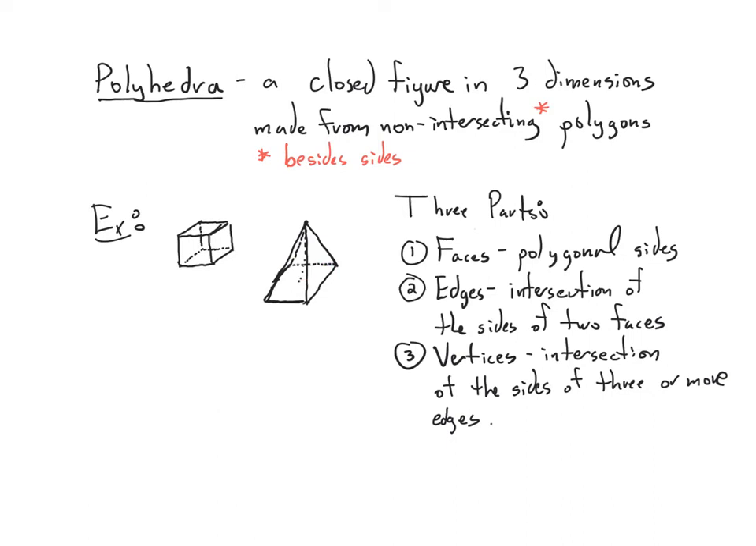Now there's 3 important parts to polyhedra. They are the faces. They're just the polygons that make this up. For the first one, the cube, we have 6 faces. The top, the bottom, the front, the back, the left side, the right side, just like a standard die. The faces on our square pyramid, there are 5 of them. There's the base, and there are the 4 triangular sides.